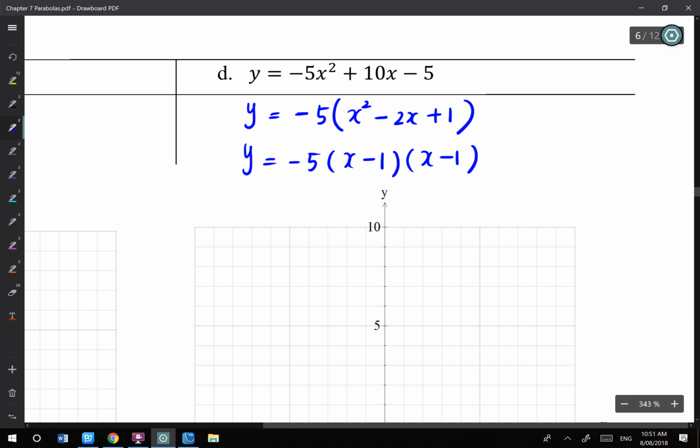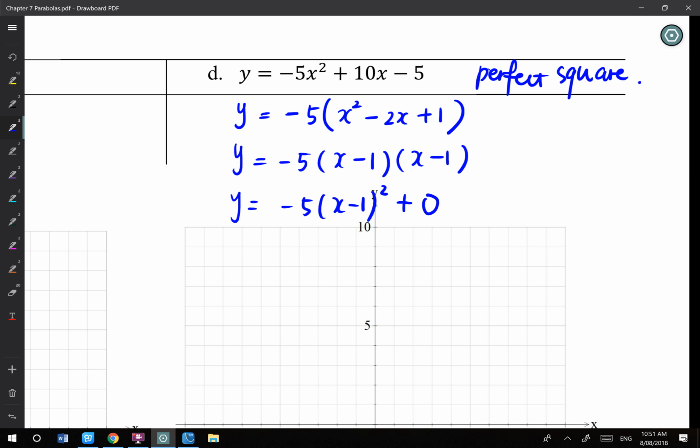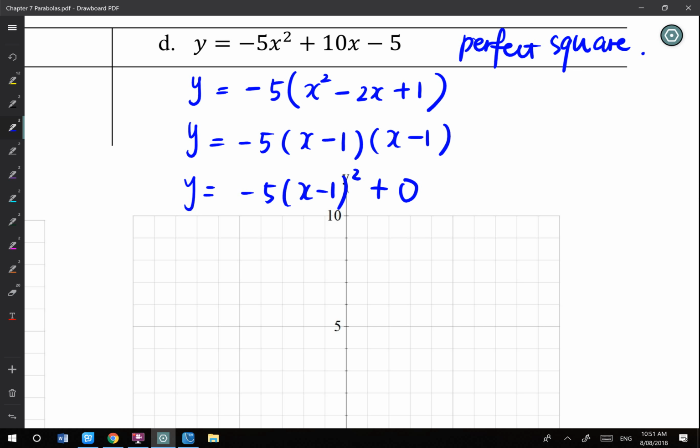Like I can write in this way. Or I can say that's minus 5, x minus 1 squared plus 0. This is a perfect square. Okay, there's no plus or minus any value. So it's a perfect square. Yeah, that's a perfect square.